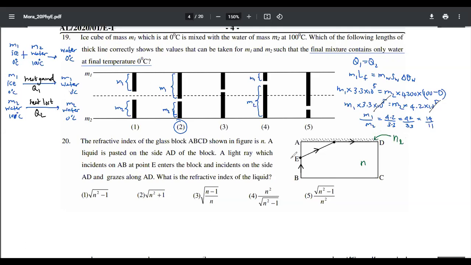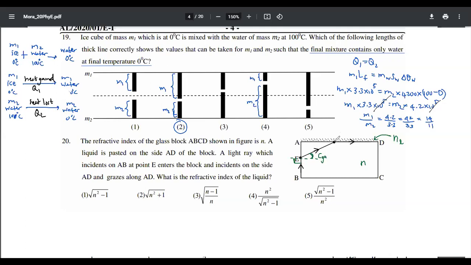Can someone tell me what is happening here? What is this angle, people? What is this angle? This is the critical angle. I'll put GA, glass air interface. Do you agree? Glass air interface. Because the refracted angle here is 90. Therefore, definitely this has to be the critical angle.